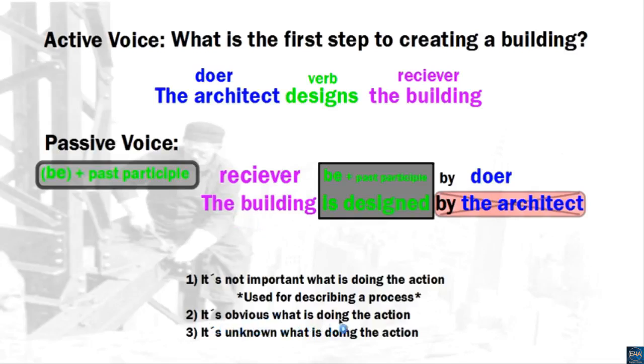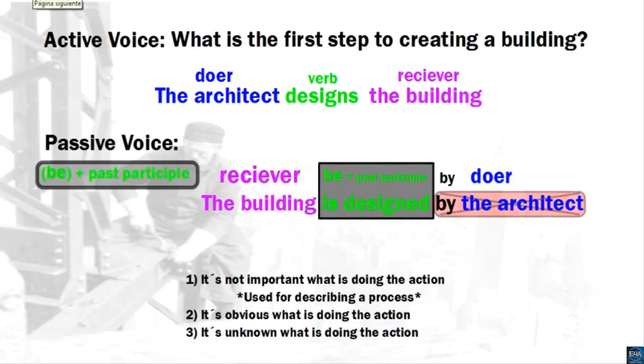That's the emphasis of the sentence. Also, it's obvious what is doing the action, so maybe it's not necessary to talk about the doer if it's obvious who is doing the action. And the other reason is that it's unknown what or who is doing the action. So for those three reasons, we put the emphasis of the sentence on the receiver and not the doer. And that's why we use the passive voice.